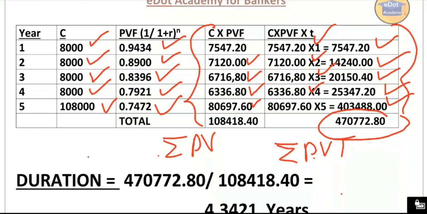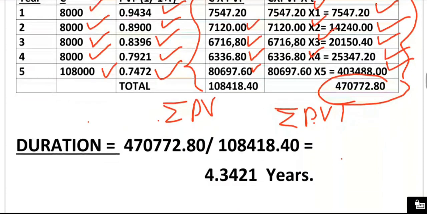Okay, then what is the duration? Duration is nothing but sigma PVT divided by sigma PV. That means you divide this value. So I put here 4,70,772.80 divided by 1,08,418.40. I divided here, so I got this value, that is 4.3425.